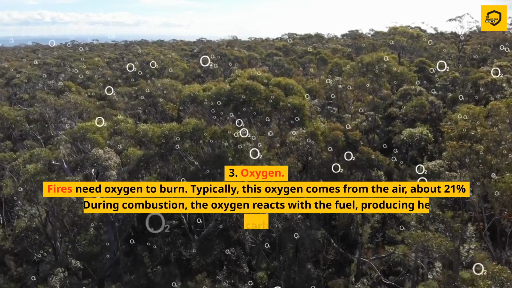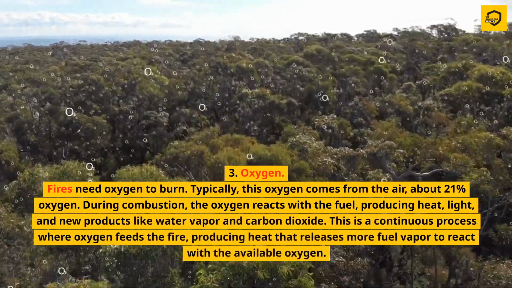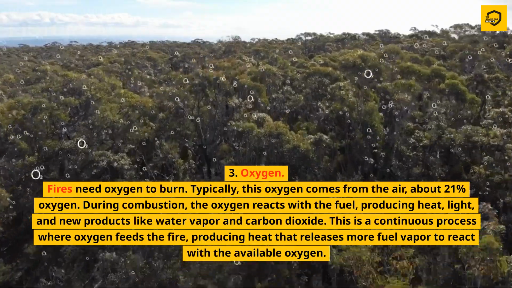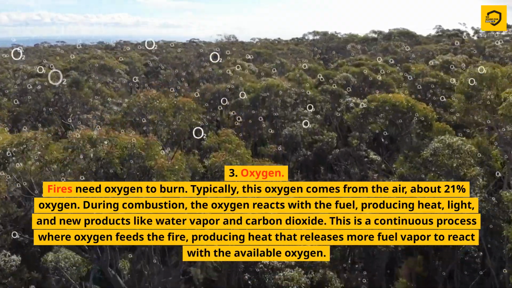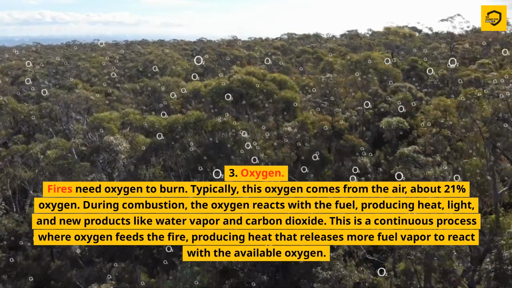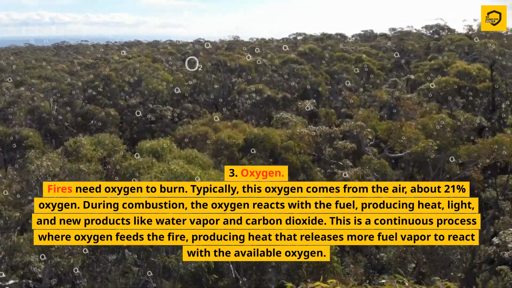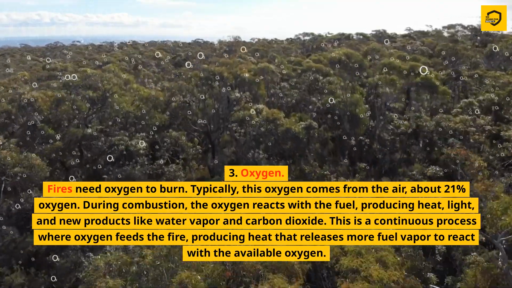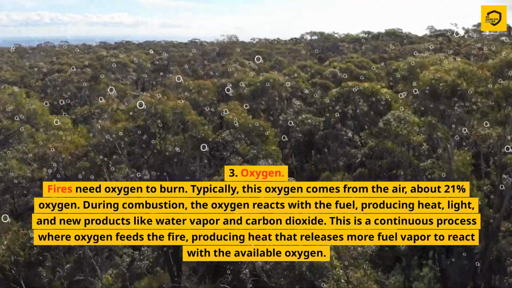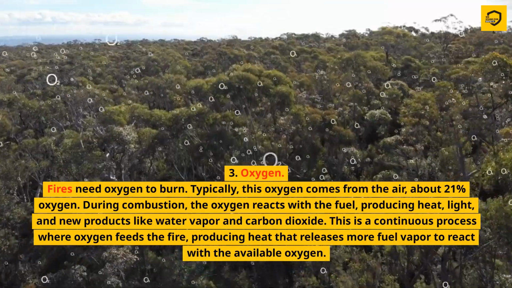3. Oxygen. Fires need oxygen to burn. Typically, this oxygen comes from the air, about 21% oxygen. During combustion, the oxygen reacts with the fuel, producing heat, light, and new products like water vapor and carbon dioxide. This is a continuous process where oxygen feeds the fire, producing heat that releases more fuel vapor to react with the available oxygen.